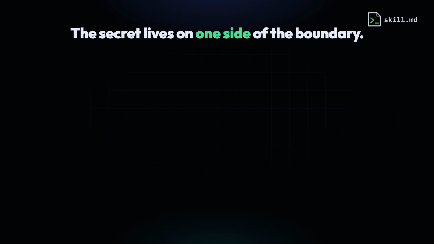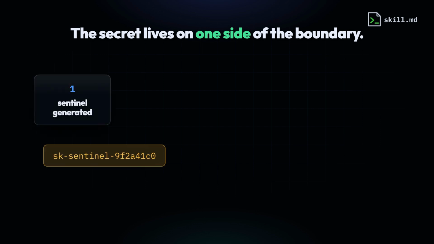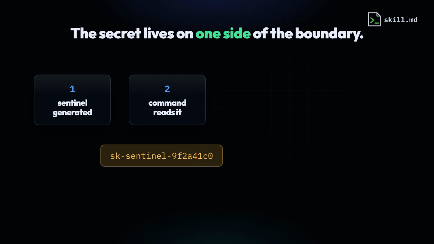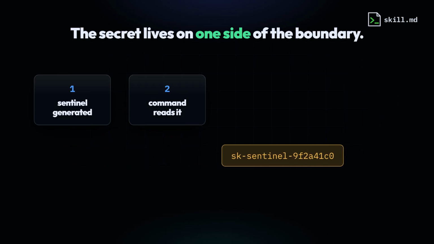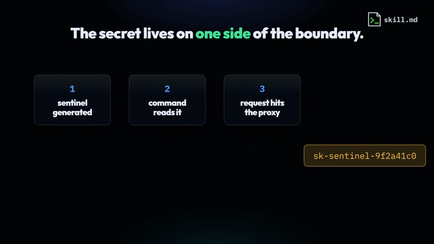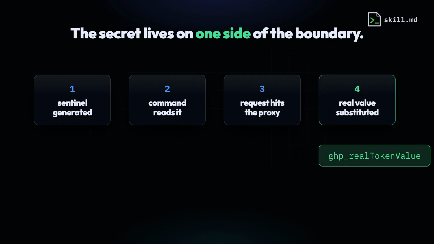4 steps, and the order is the whole point. 1. At sandbox start, Claude Code generates a per-session sentinel. 2. The command reads the sentinel instead of your secret. 3. The request leaves the sandbox and hits the proxy. 4. The proxy substitutes the real value in headers and in request bodies and forwards it. The secret exists on one side of that boundary only.